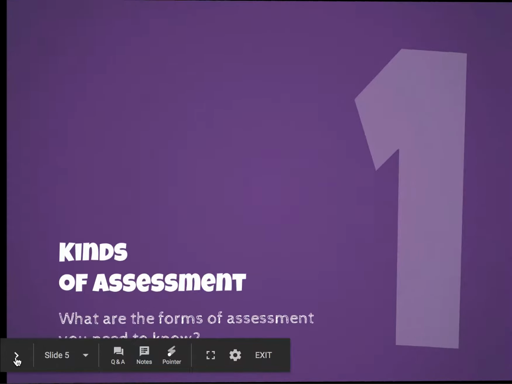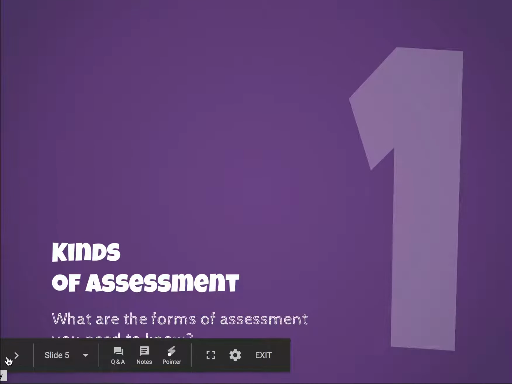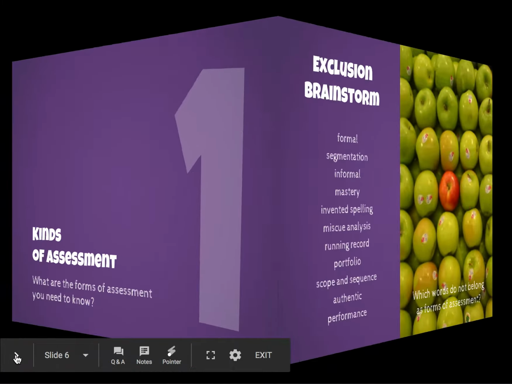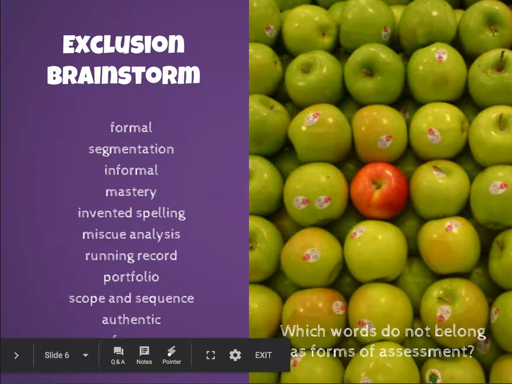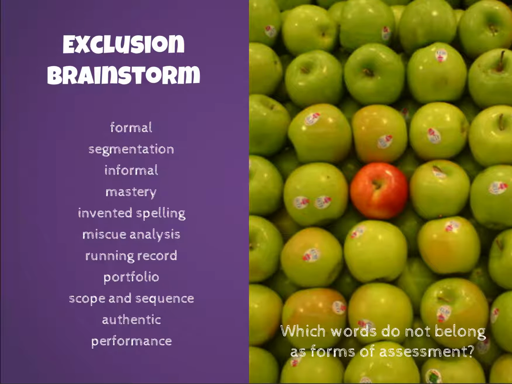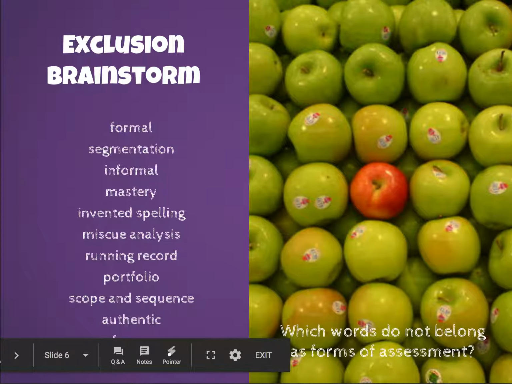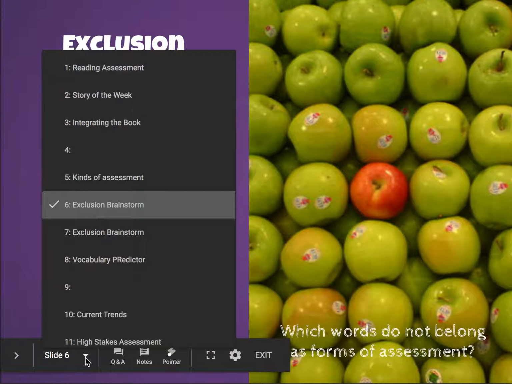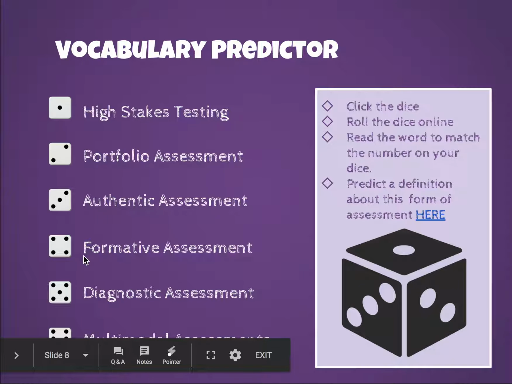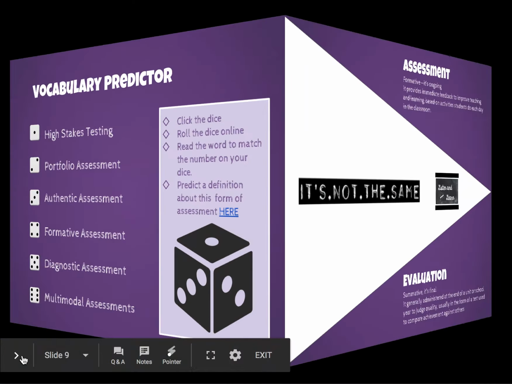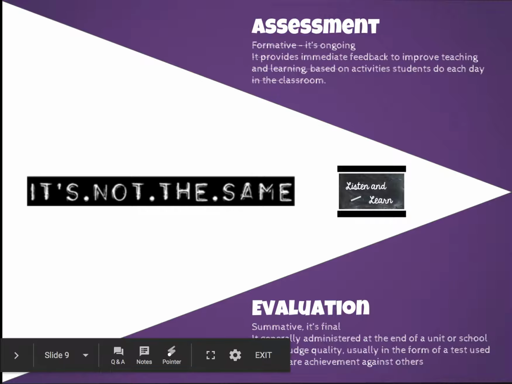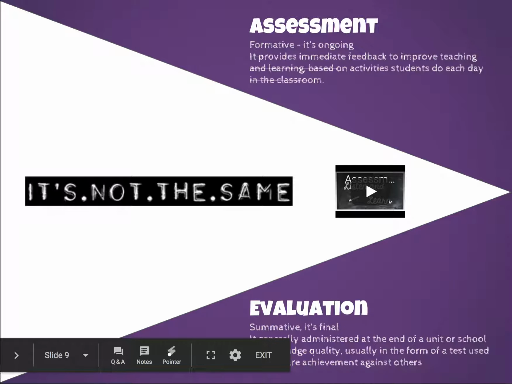Our first topic within the presentation is the different kinds of assessment. So we're going to do an exclusion brainstorm, which is actually a vocabulary technique that we have learned about this semester. And you're going to see what words do not belong. And I'm going to skip through here so you can't see the answers. Then we're moving on. We're going to do a vocabulary predictor, which was one of our things that we learned about. Just follow the directions on that page.